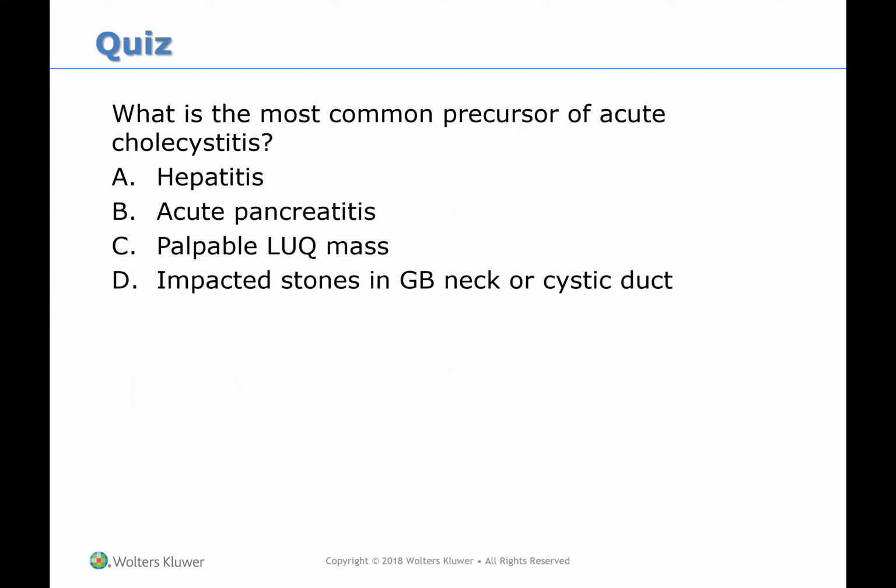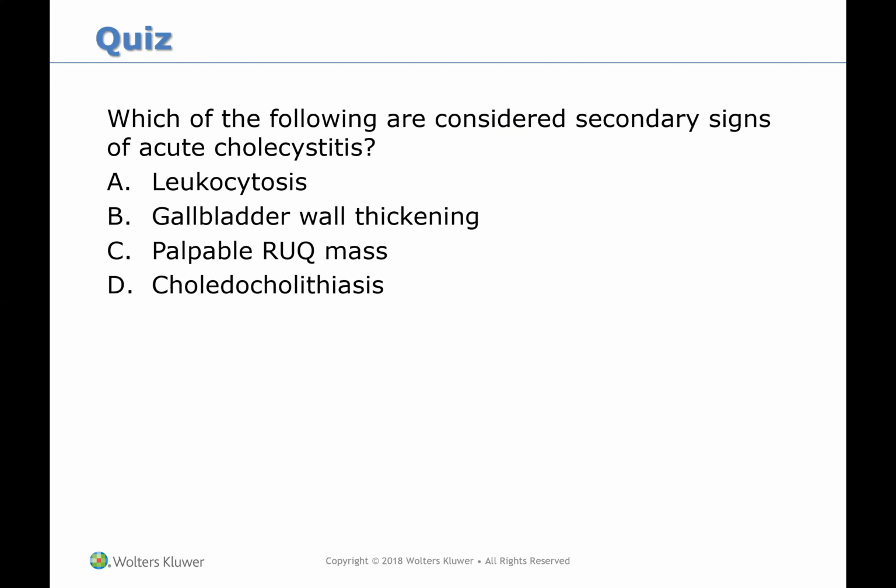What is the most common precursor of acute cholecystitis? If you said impacted stones in the gallbladder neck or cystic duct, you're correct. Which one of the following are considered secondary signs of acute cholecystitis? Gallbladder wall thickening is.